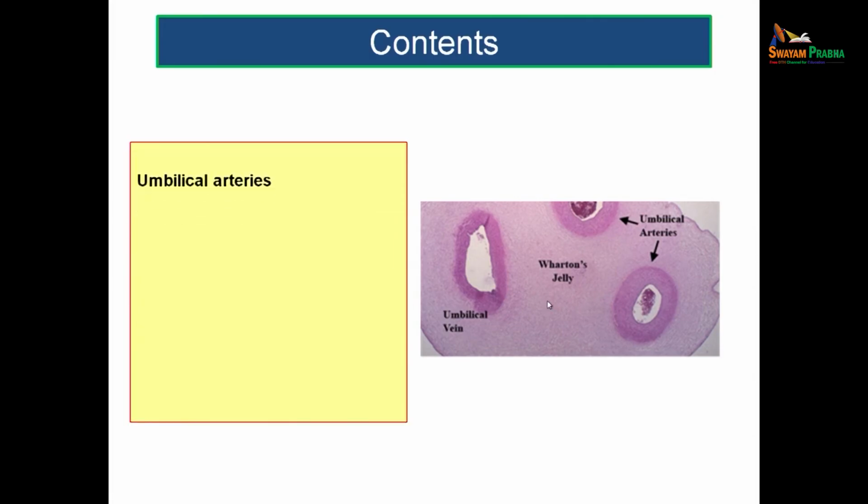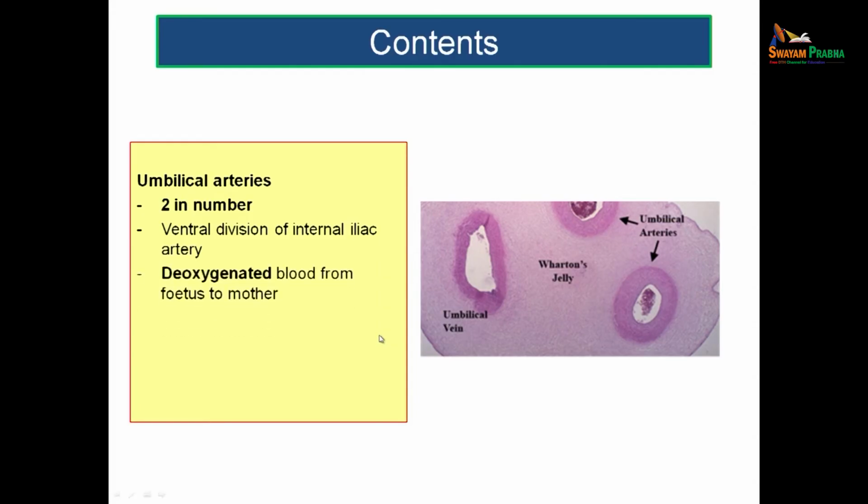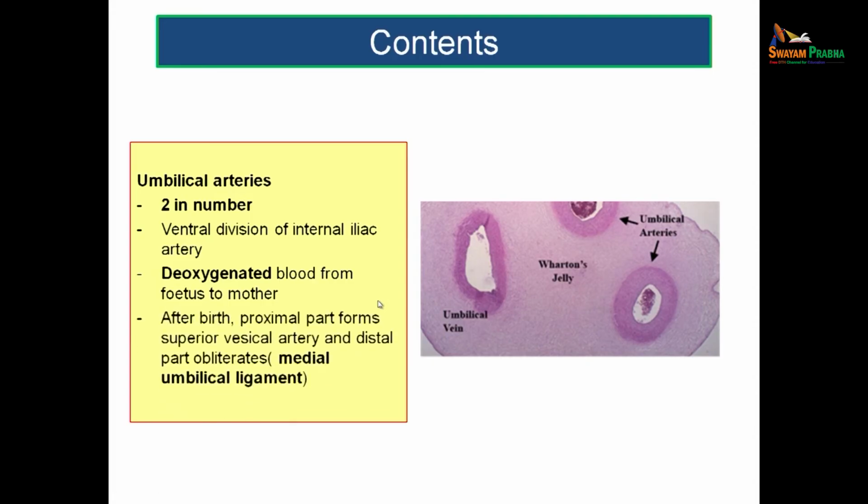The next content of the umbilical cord, and the most important one, is the umbilical artery. The umbilical arteries are 2 in number, and they are derived from the internal iliac artery, the ventral division of the internal iliac artery. Though it is known as umbilical artery, they are carrying deoxygenated blood from the fetus to the mother. That point you have to keep in mind.